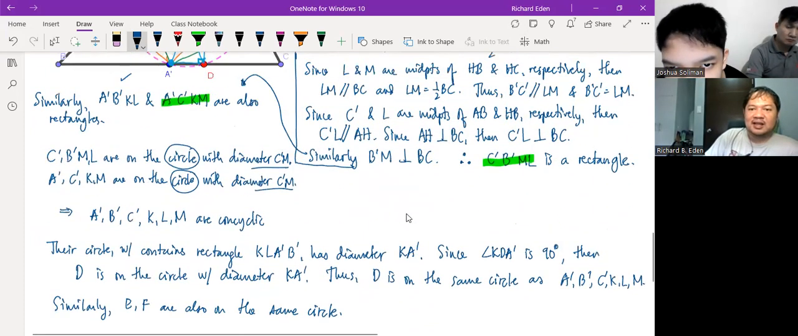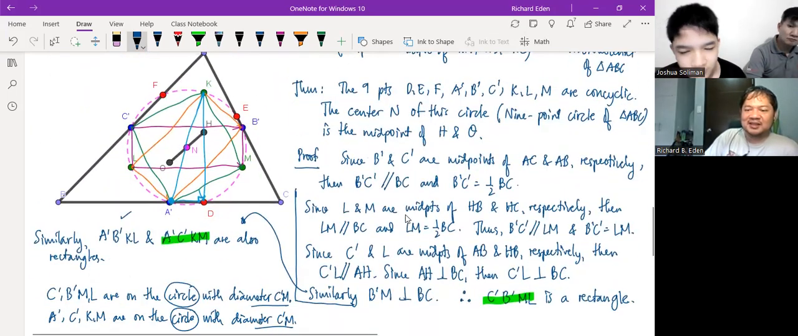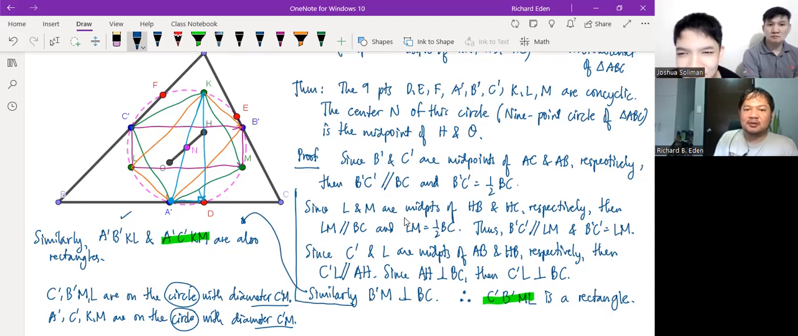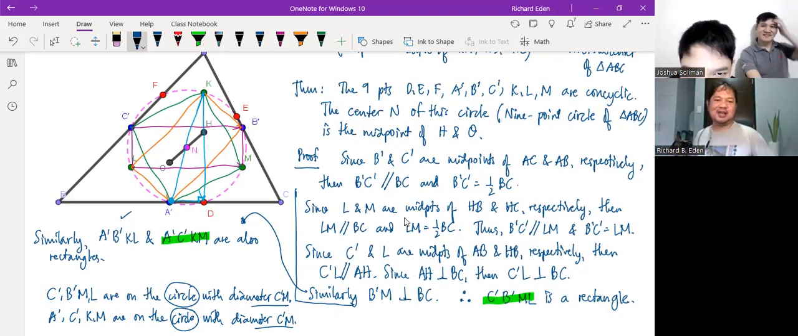Okay, I'm afraid I have to stop here because I have a meeting at 4:30, but we haven't proved yet that the center of the circle is the midpoint of H and O. Ano po, if we prove it daw po, it will be the downfall of humanity itself. Yes, and that's what we are after.